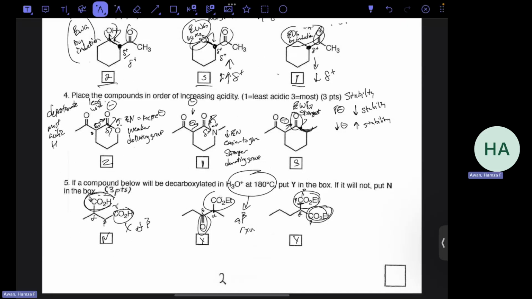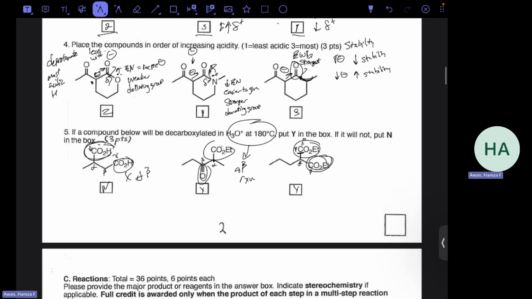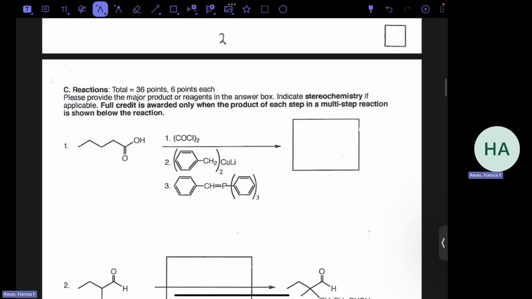Any other questions? All right. And on number 5, no questions too? Alpha beta. Okay. Perfect. All right. On to the reactions.